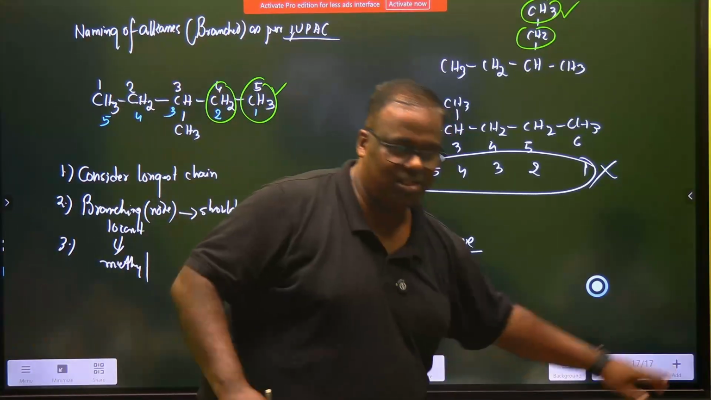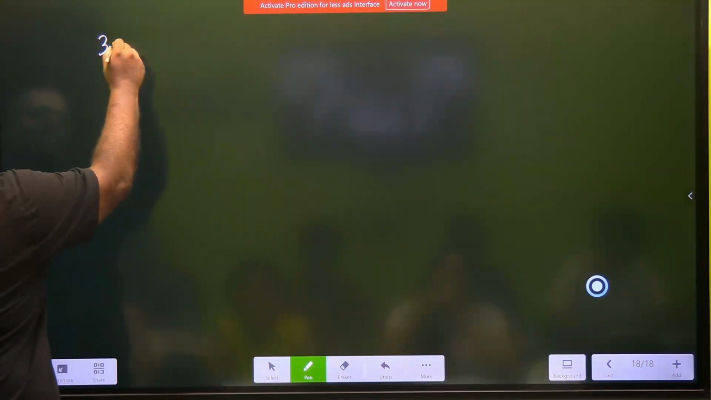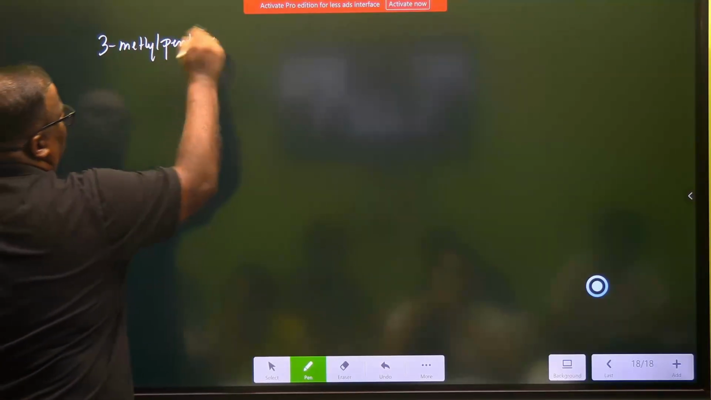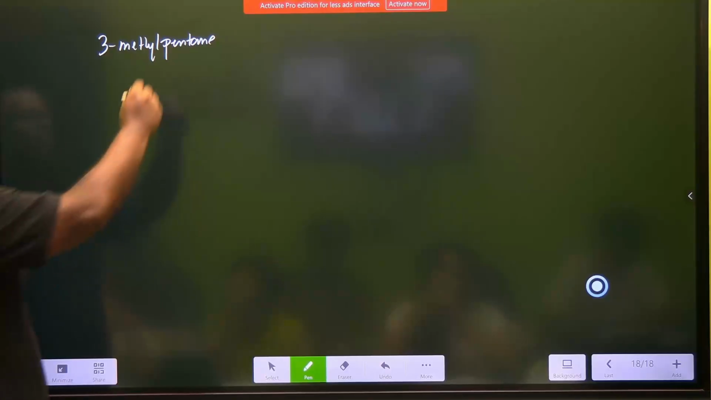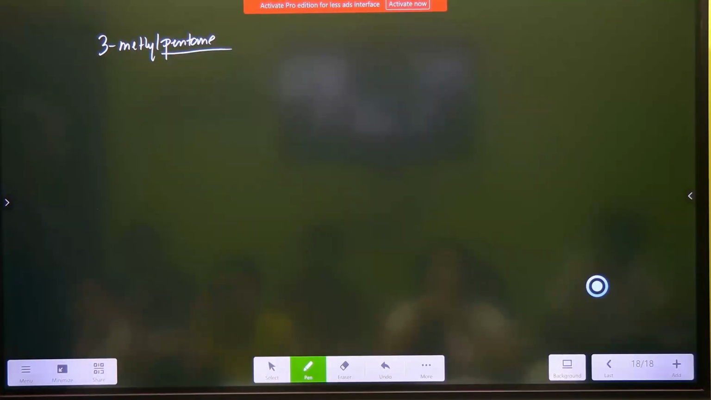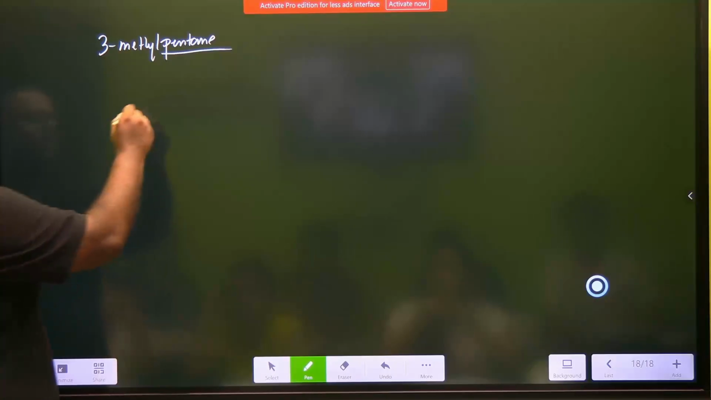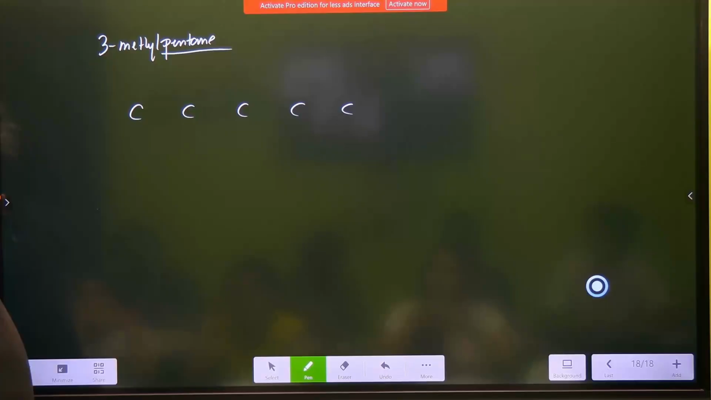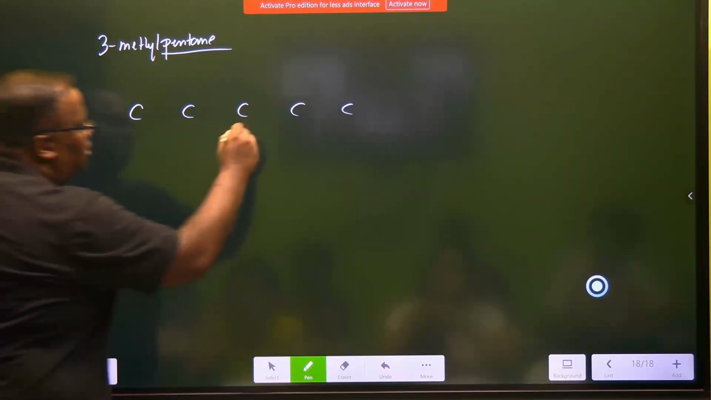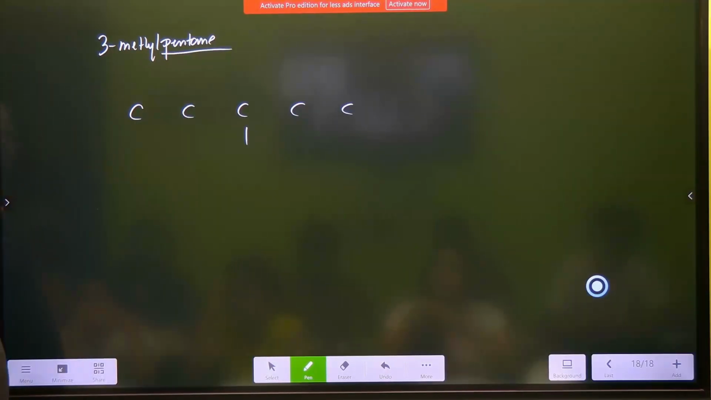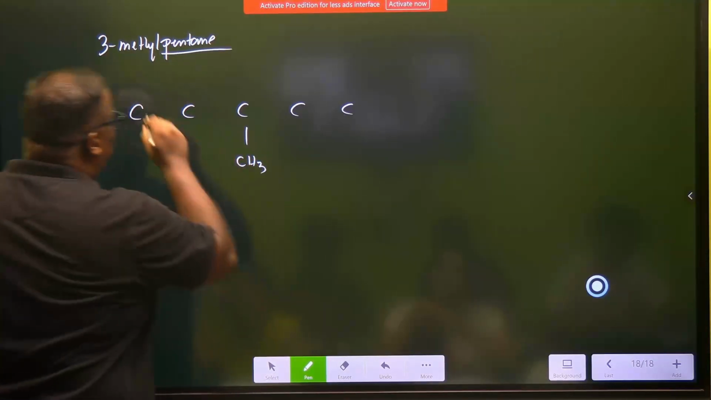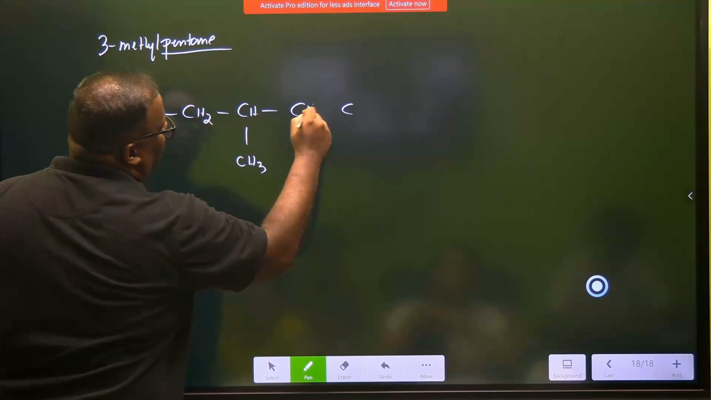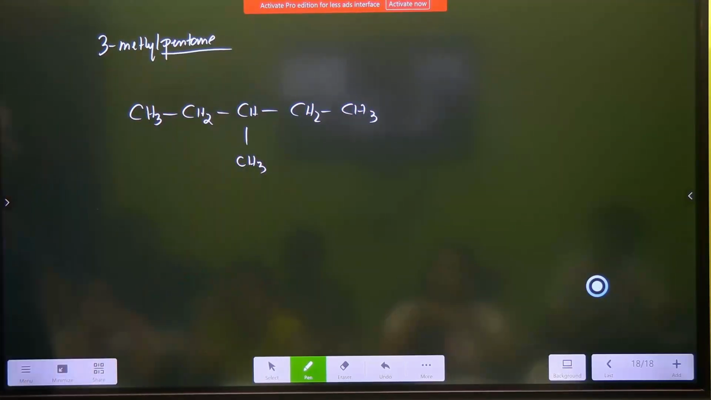Now let's see the reverse. The name is given to me. Construct the structure. It will become very easy. 1 or 2 examples, don't make faces. It will come 3-methyl pentane. First, identify what is the alkane. What is the alkane? Pentane. So make pentane. 1, 2, 3, 4, 5. Agreed? Where is the branching? 3. Who is at 3? Methyl. Rest, just fill up the valencies. 1, 2, 3, 4. So easy. 3-methyl pentane.